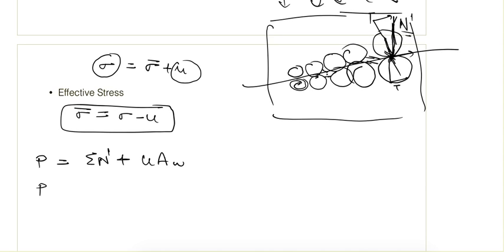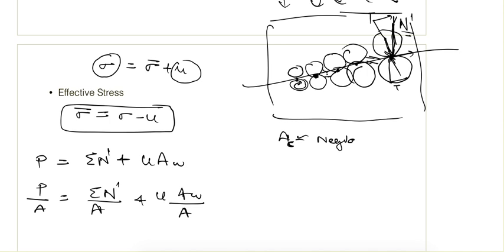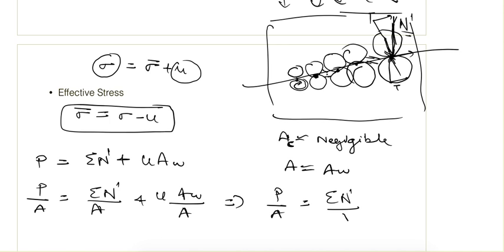and if we divide it by the total area or gross area, it can be written as n dash by A plus U times AW by A. Now these interparticle forces are being applied at the contact points of these particles, and these contact points are very small. If this interparticle contact area is AC, then it is negligible, and so the total area is almost equal to the area of pores. So in this formula, P by A is equal to sigma n dash upon A plus U. So these two terms will cancel.